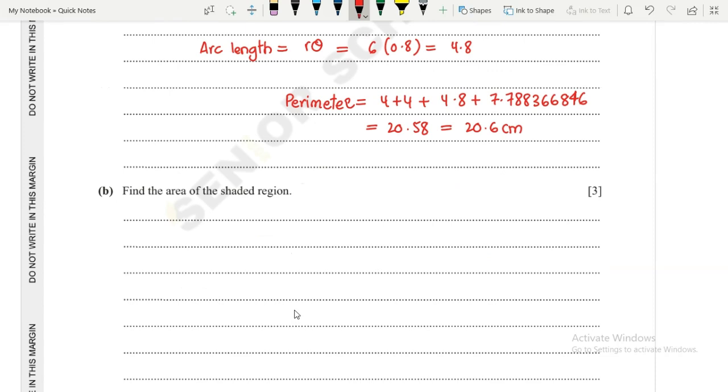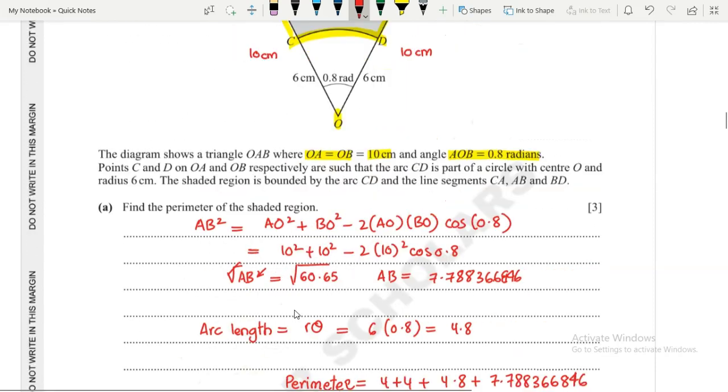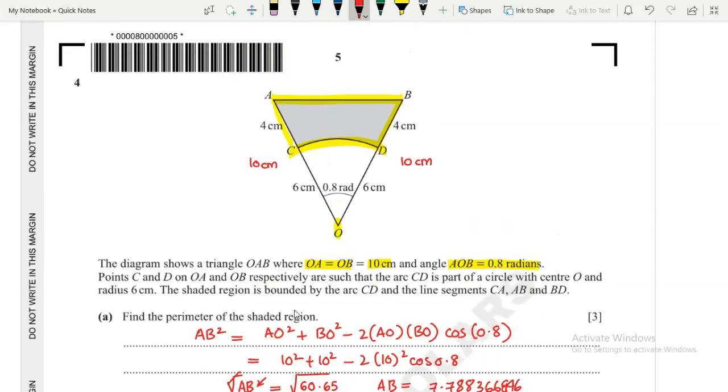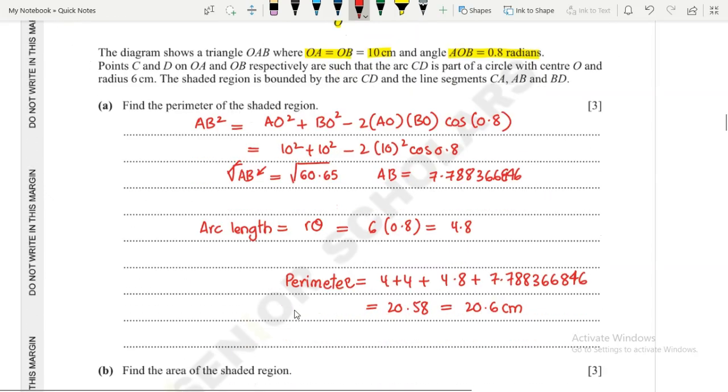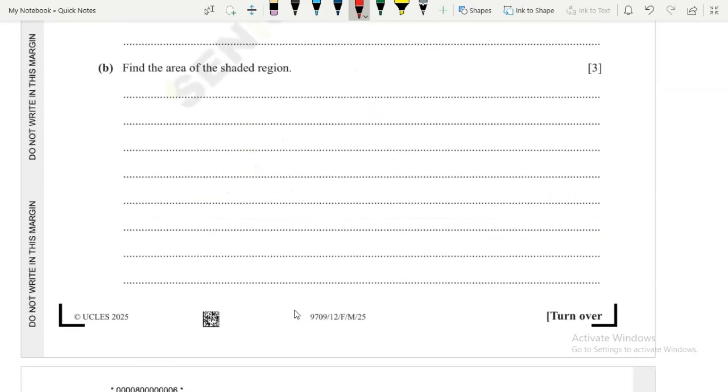Find the area of the shaded region. So what will be my strategy to find the area of the shaded region? First of all, I will find the area of this whole triangle using the sine rule, like half the adjacent sides and then into the sine of the angle 0.8, and then I will just subtract the area of this small sector COD. So first of all, let's find both of the areas individually, okay?